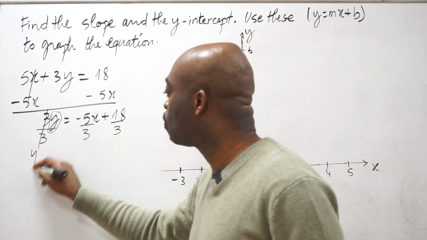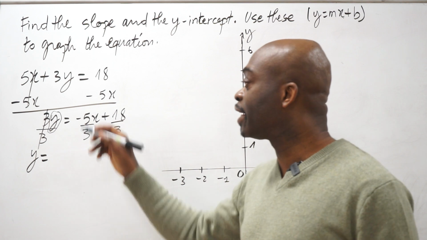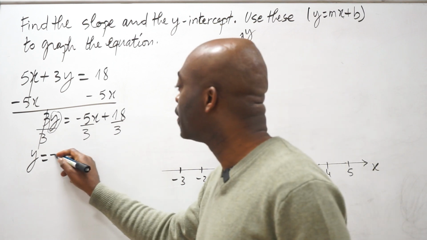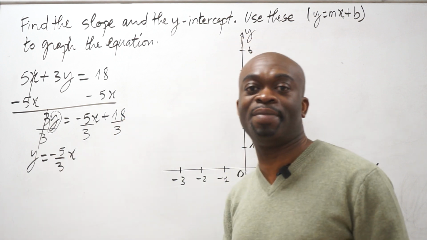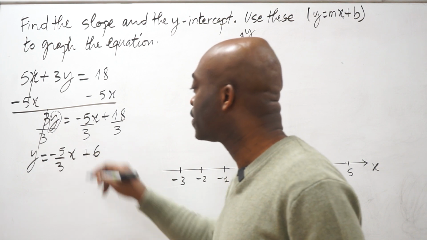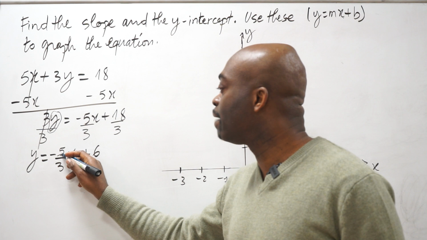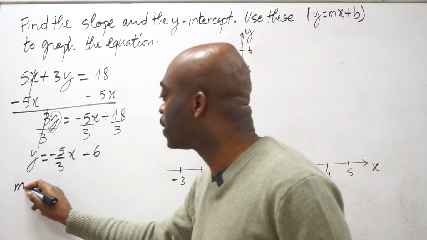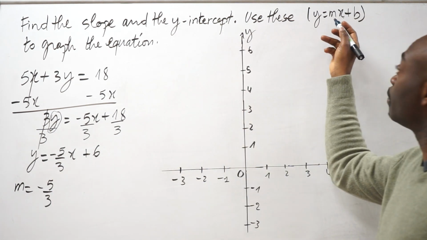So this will give us what? Y equals what? Negative 5 over 3x. Can we reduce negative 5 over 3? Is there any number that can reduce that? No, right? So we keep it as negative 5 over 3x. And then what is 18 divided by 3? 18 divided by 3 is going to give us positive 6. Okay? And then what's going to happen after that? So now we've got to derive the slope, which is then negative 5 over 3, right?